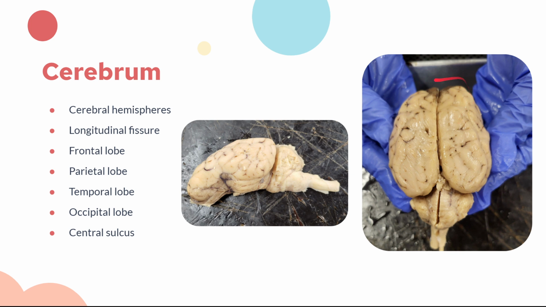And then we know that our frontal lobe would be right here in the front, and our parietal lobes would be right here. Our temporal lobe would be right here on the side where our ears would be. Then our occipital lobe would be right here in the back. And then the central sulcus is what splits the frontal and parietal lobe. So for here, it would be around here, the separation of the frontal and parietal lobe. That would be our central sulcus.